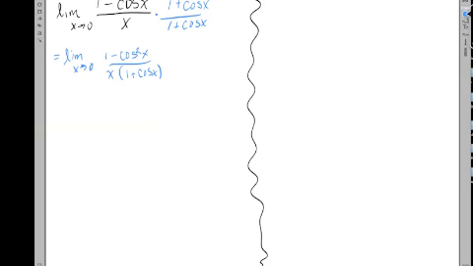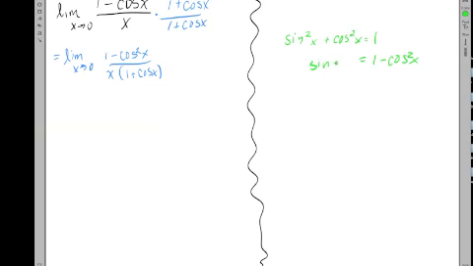Now that 1 minus cosine squared of x probably looks familiar. One of the great trig identities: sine squared x plus cosine squared x equals 1. And we can subtract cosine squared from both sides to get sine squared x equals 1 minus cosine squared x.